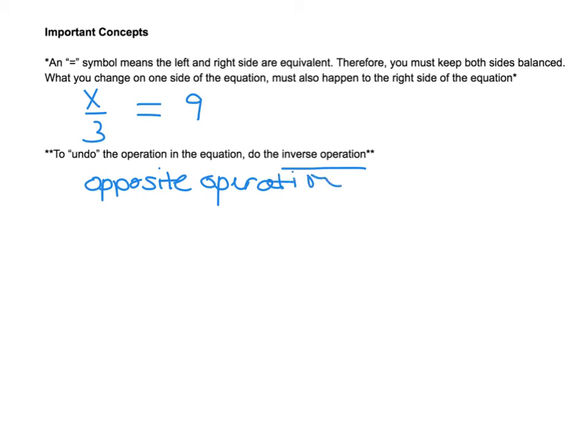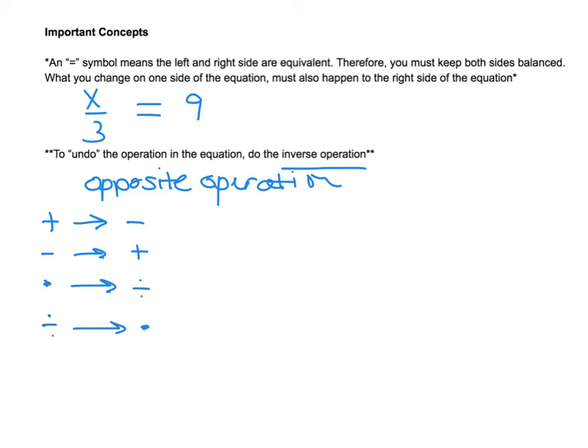So, the opposite of addition is subtraction. The opposite of subtraction is addition. The opposite of multiplication is division. And the opposite of division is multiplication. So in the equation up top, x divided by 3, the opposite or the inverse operation would be multiplication.